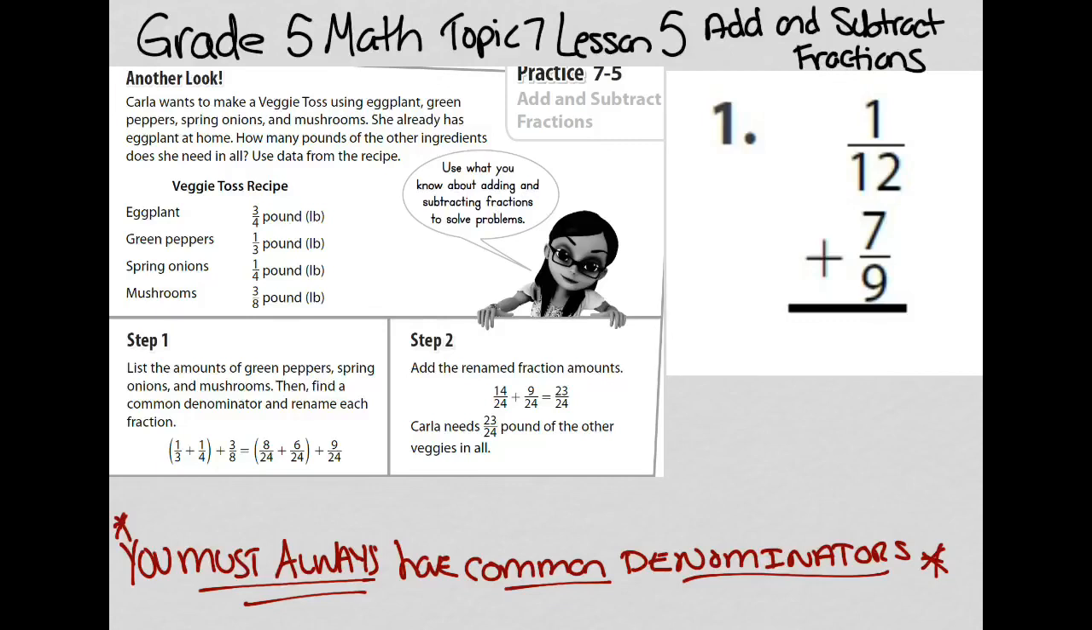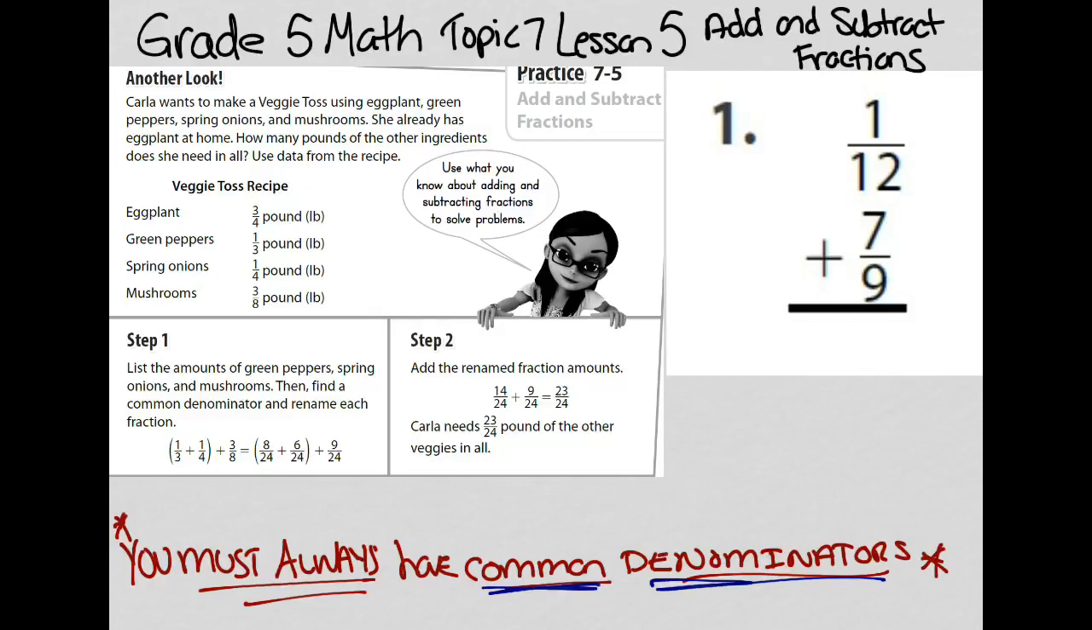The biggest note that I have to remind you is you must always have common denominators when you're adding and subtracting fractions. More recently in 5th grade, you were dividing and multiplying fractions where you didn't have to have that common denominator to be able to solve the problem. Addition and subtraction, you have to have a common denominator.